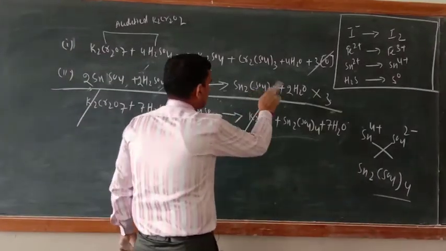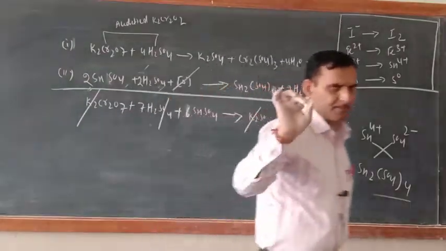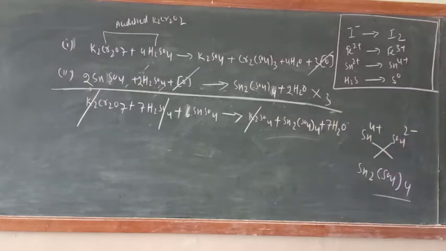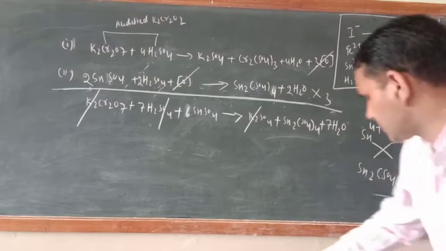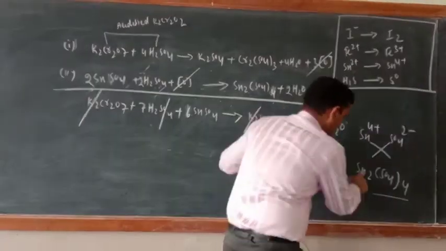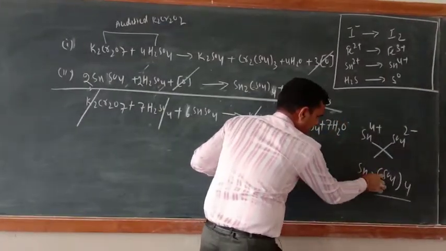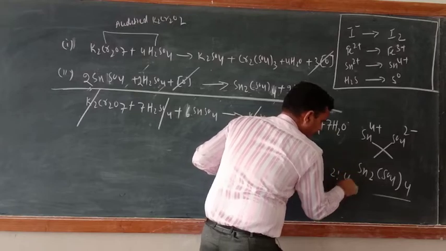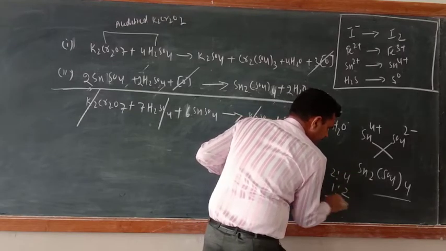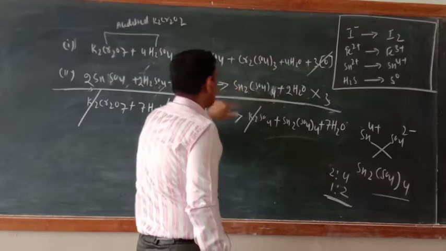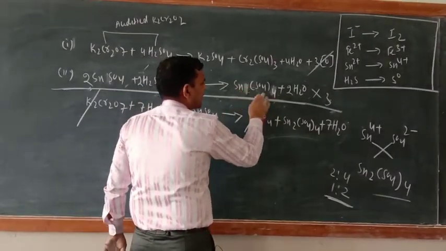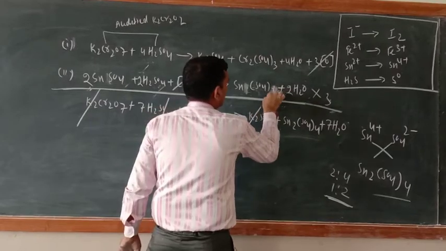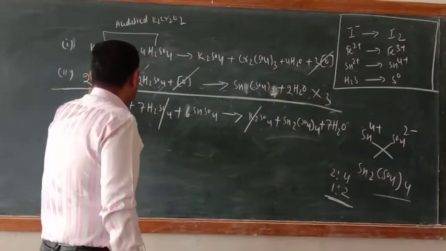Now somewhere balancing problem is there. Let me balance this one first. Let us see. Don't worry about this one. Just check out this formula. Here, what is the ratio between Sn and sulfate? 2:4. That can be written 1:2 also. So here, problem is here only. We can write this one SnSO4 whole twice. Okay. So now just see.